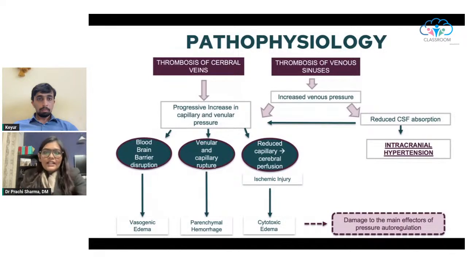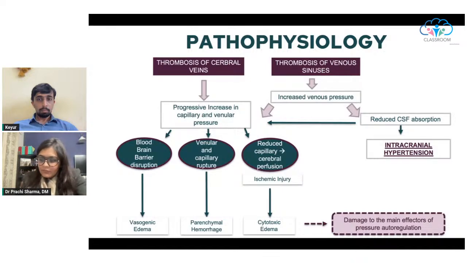Before I go ahead with the pathophysiology, just a quick word about the epidemiology of CVT. See, the overall incidence of CVT is 0.5 to 1%, so it's a rare cause of stroke, but it actually contributes significantly to the burden of stroke amongst the young demographics of the Asian population and the developing nations.